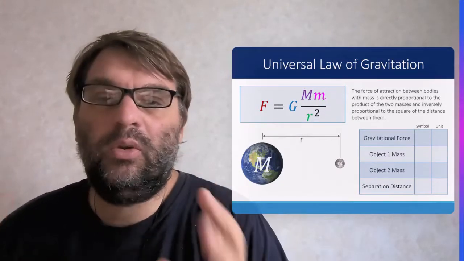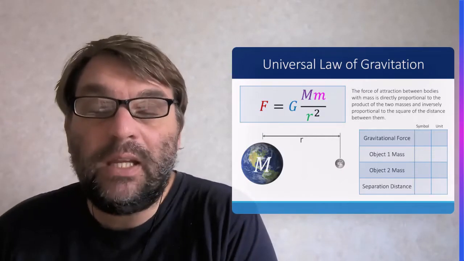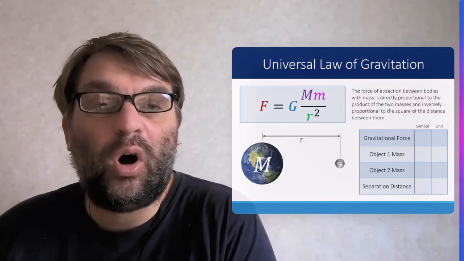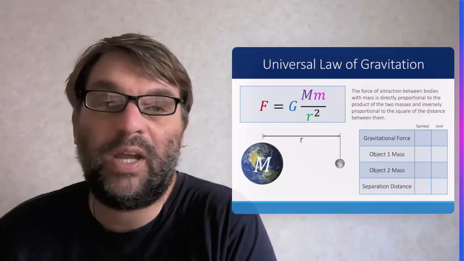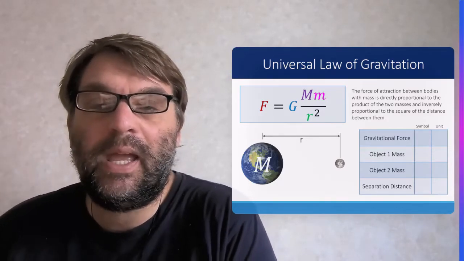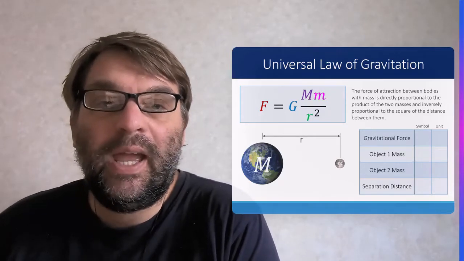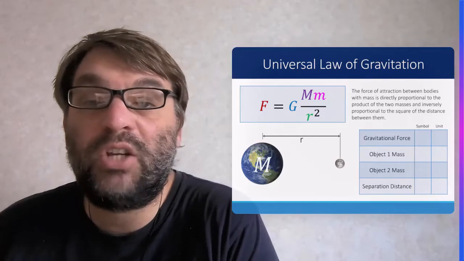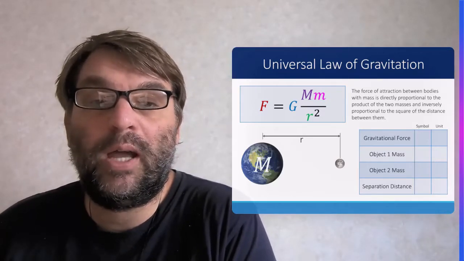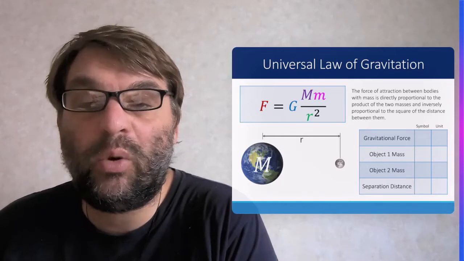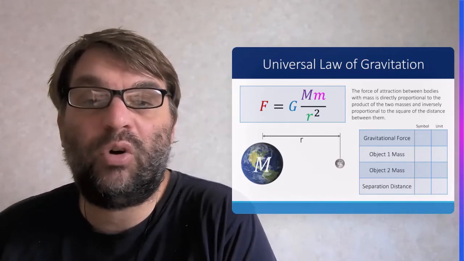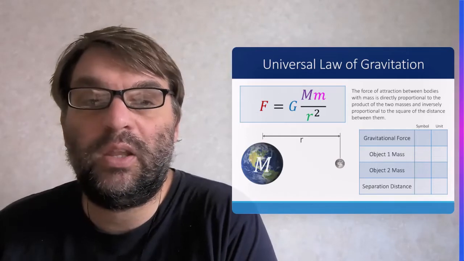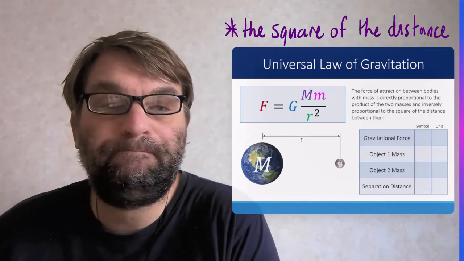So in order to understand gravity, at least in the context of mechanics, we have to understand the universal law of gravitation, which the great Newton introduced. Essentially it says that the gravitational force equals some gravitational constant multiplied by the mass of one object multiplied by the mass of another object, divided by the distance between those two objects.